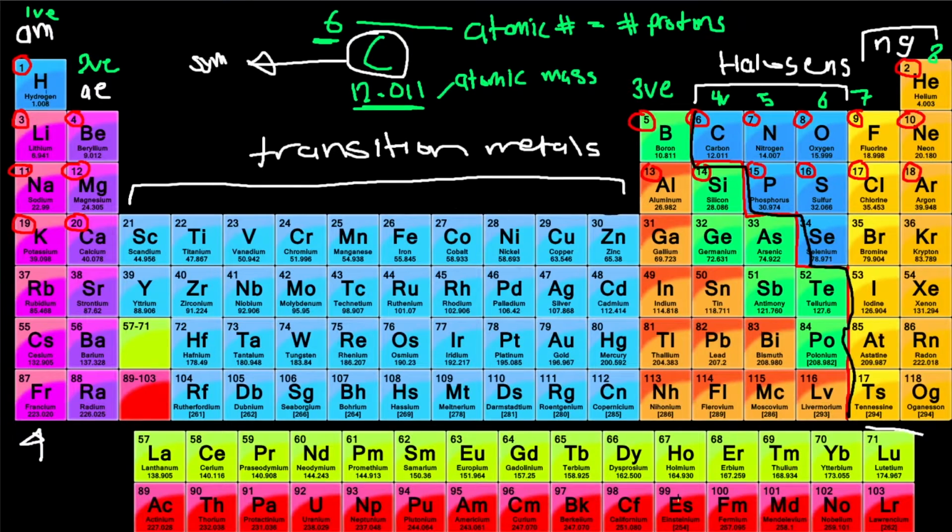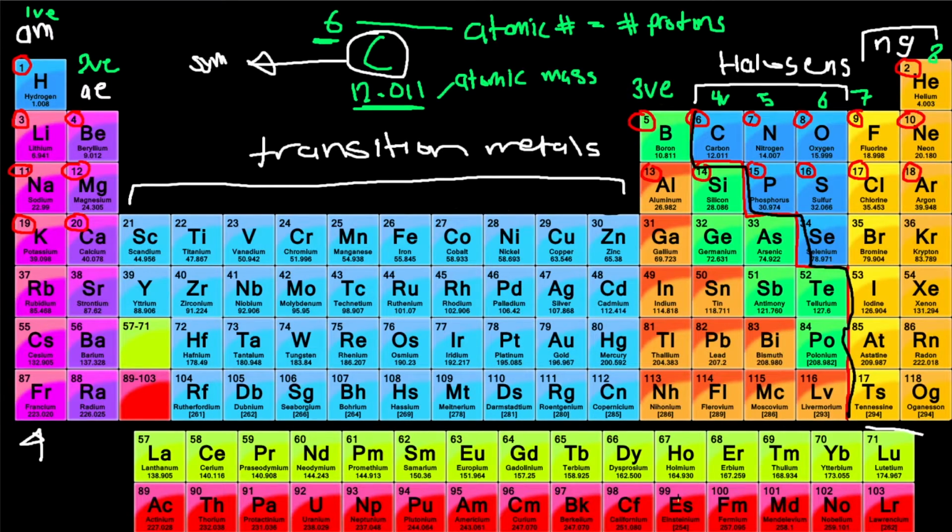A quick review: the first column is called the alkali metals, and they all have 1 valence electron. The second is called the alkaline earth metals. They all have 2 valence electrons. The third, past all the transition metals, which is boron and everything under, has 3 valence electrons. The fourth has 4 valence electrons, including carbon, silicon, and so forth. The fifth, which is nitrogen and phosphorus, has 5 valence electrons. The sixth has 6 valence, then 7 valence, and 8 valence.